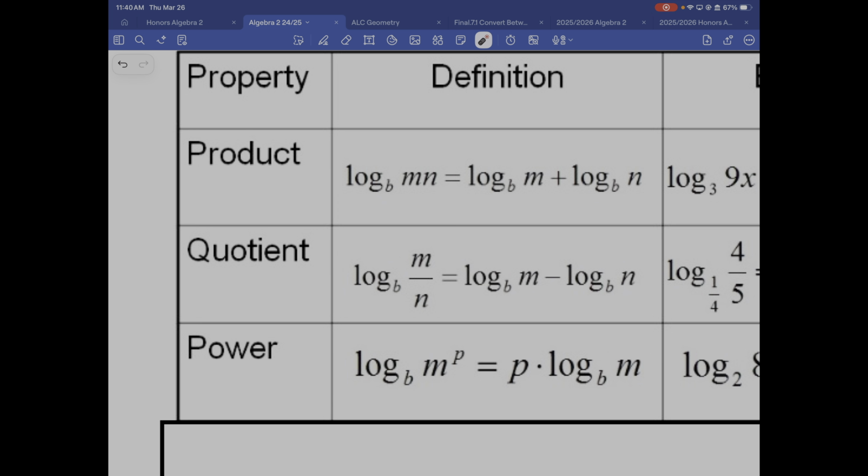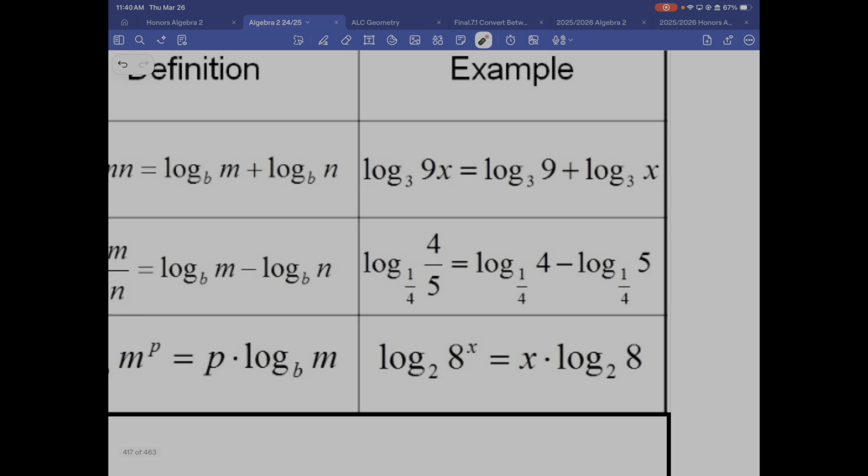Okay. So an example of this one. If I have log base 3 of 9x, that's equivalent to writing log base 3 of 9, my base remains the same, my first term, plus the log base 3 of x. These are equivalent to each other. They mean the same thing. This is called going from single log to expanded form. So we have a single log, and we're taking it and expanding it.